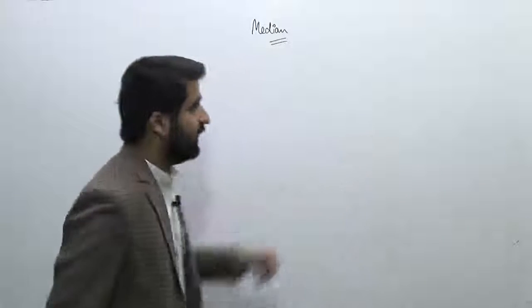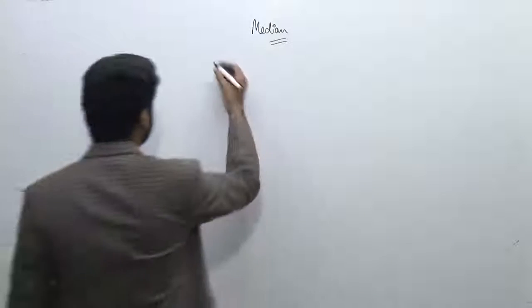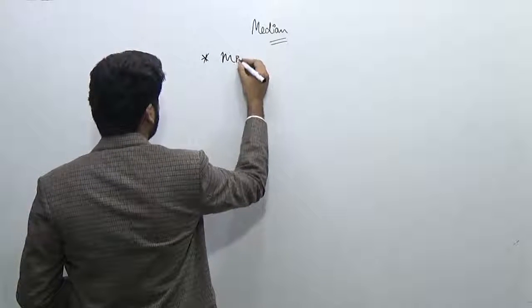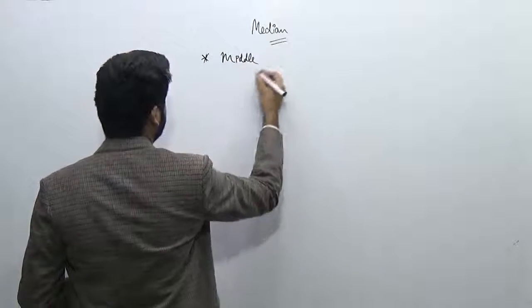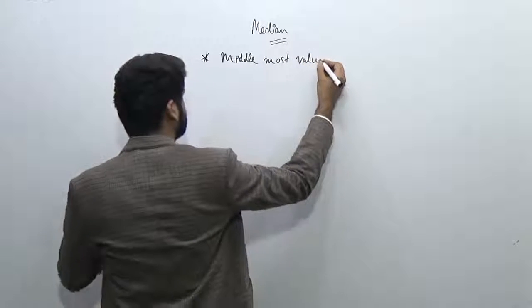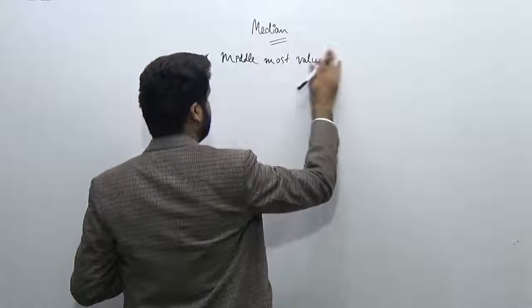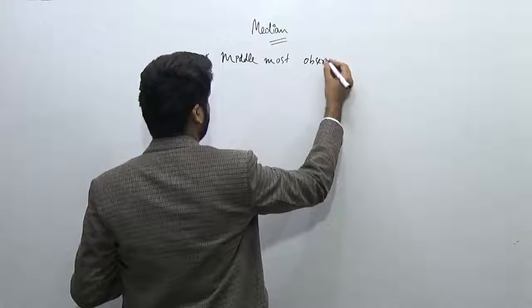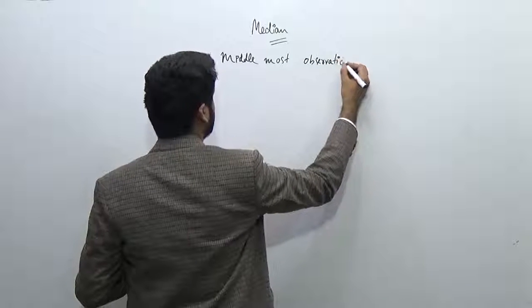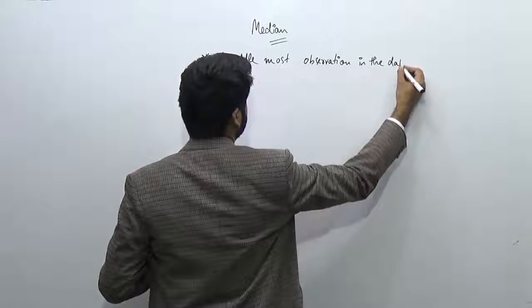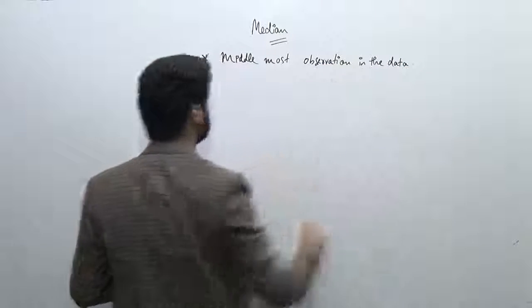Going to be the arithmetic mean only. So first let's gather a rough idea. What is median? In layman's language, we can say that this is the middlemost value or the middlemost observation in the data. So the middlemost observation in the data is known as median.